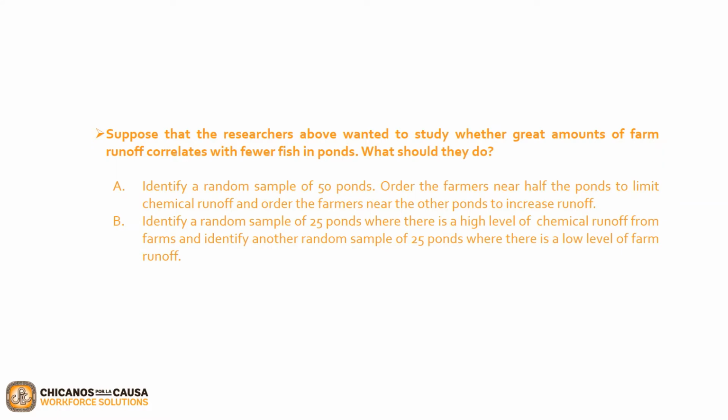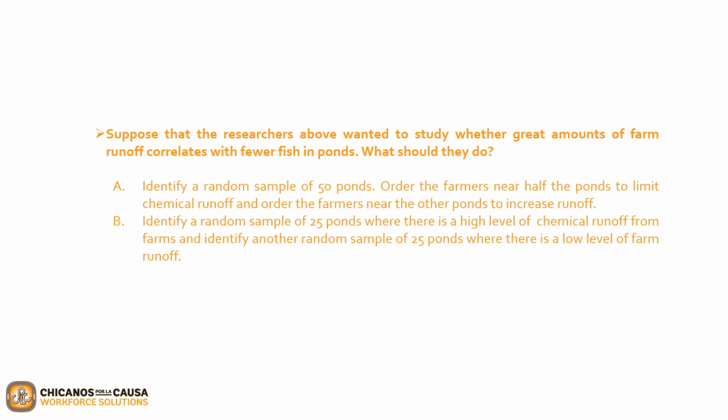Suppose that researchers above wanted to study whether great amounts of farm runoff correlates with fewer fish in ponds. What do you think they should do? We have two options. Answer A. Identify a random sample of 50 ponds. Order the farmers near half the ponds to limit chemical runoff and order the farmers near the other ponds to increase runoff. Option 2, or answer B.